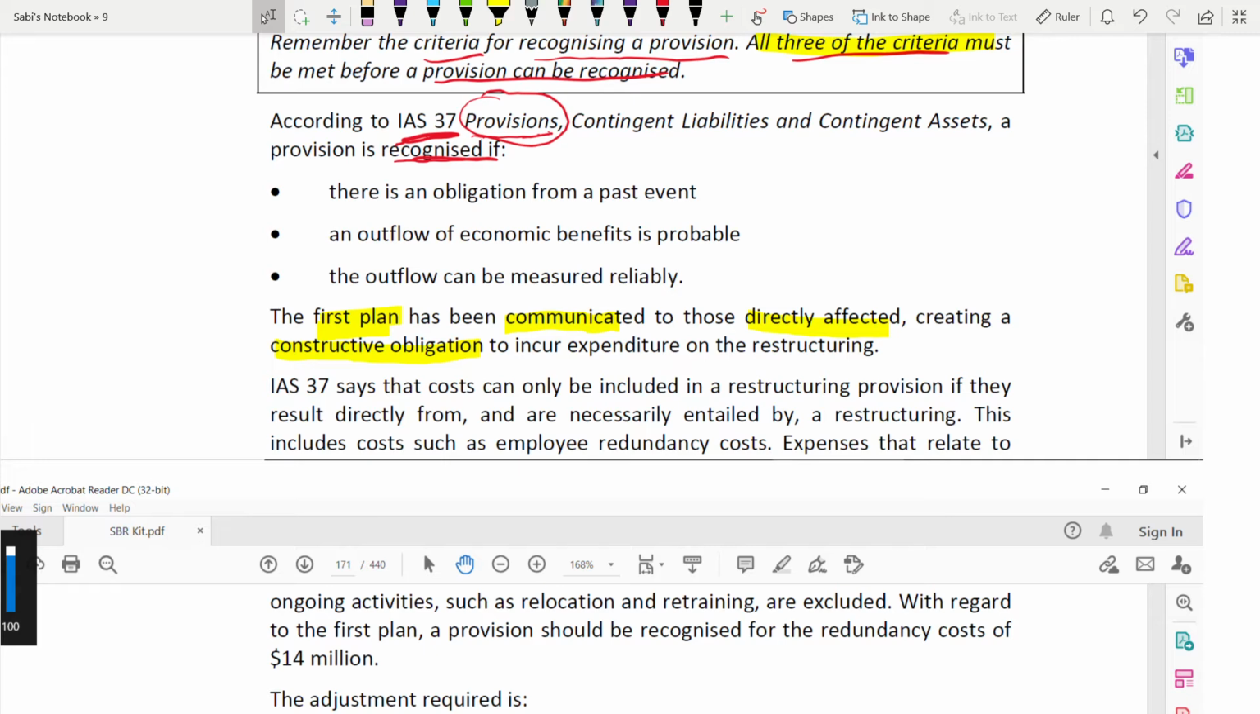To incur expenditure on the restructuring. Because employees have been communicated directly, that means now it's an obligation on you that you have to incur this cost. You cannot say I'm not going to incur this cost. These costs are now an obligation. You have informed the employees. You have to do it. Okay, constructive obligation on the restructure.